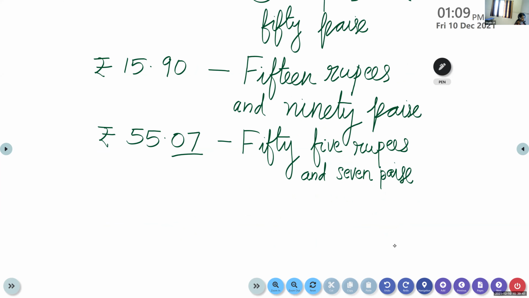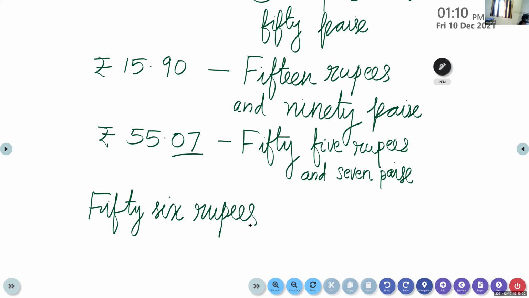Now I'm writing in words. You have to tell me the figure. Okay, now I'm writing 56 rupees. How will we write in figures?